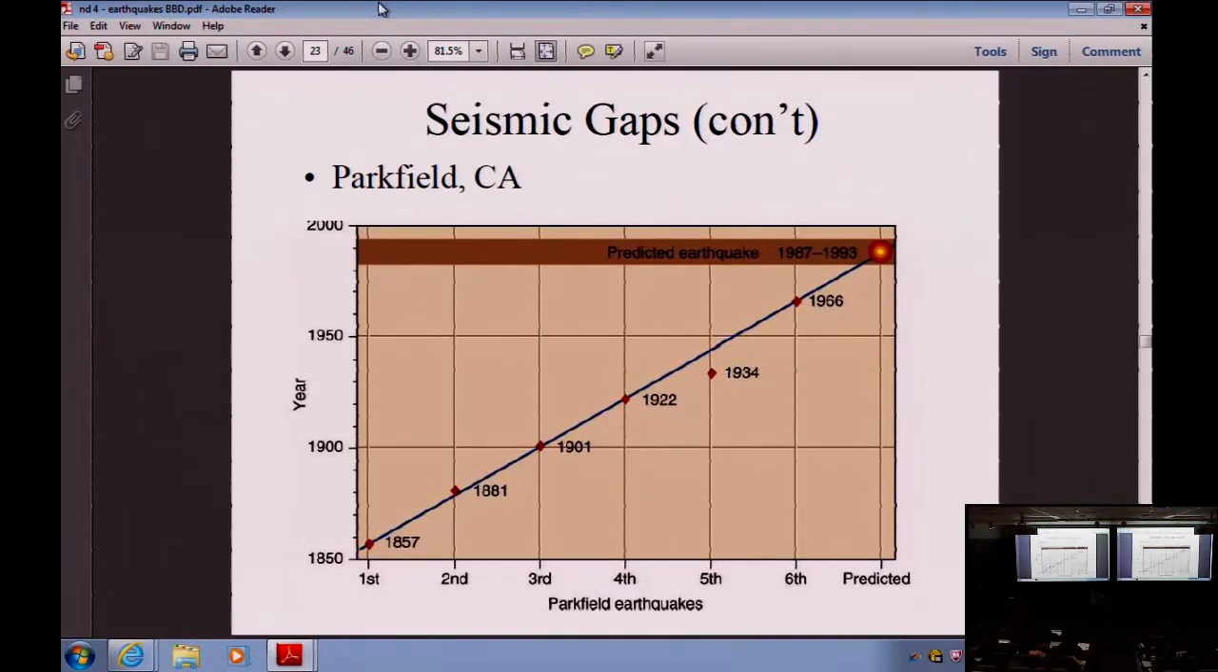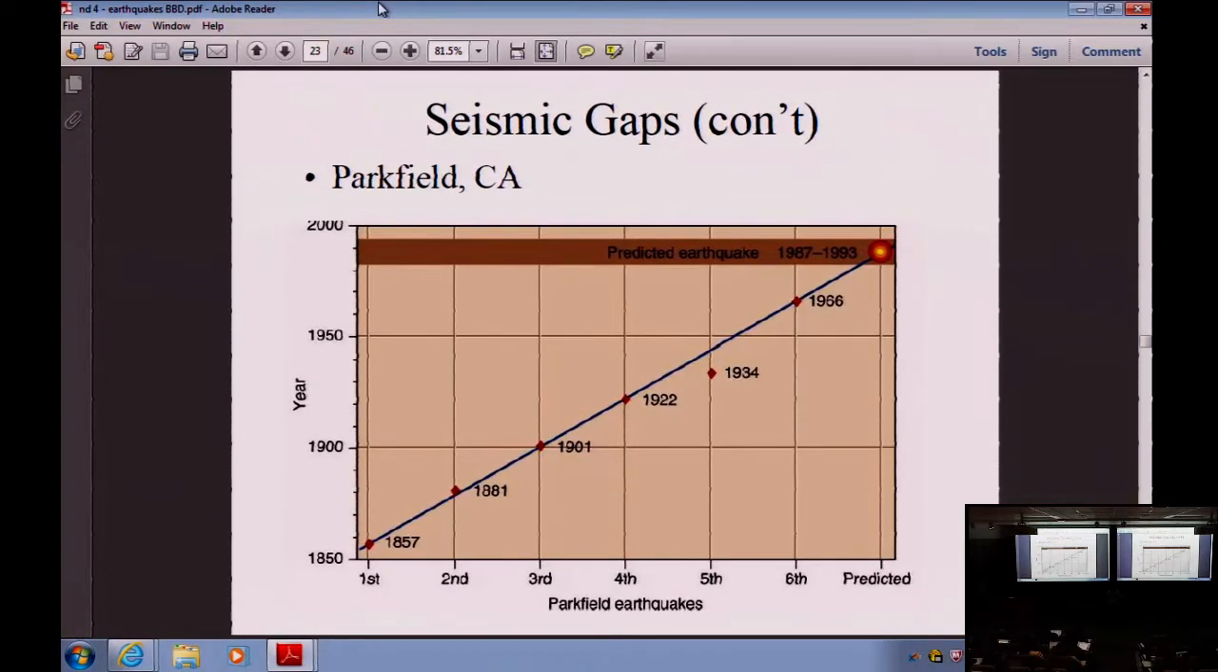This is a picture of earthquakes in Parkfield, California. On the x-axis you just have the number of the earthquake and then the year. And this gives you a nice sense of the fact that usually there is a regularly spaced interval. So how many years between the first and the second? About 1860 to 1880. 20 years, right? 1881 to 1901, 20 years. 1901 to 1922, 20 years. One came early, the next one came late, so it sort of got right back on track. So you see that about every 20 years there's an earthquake.